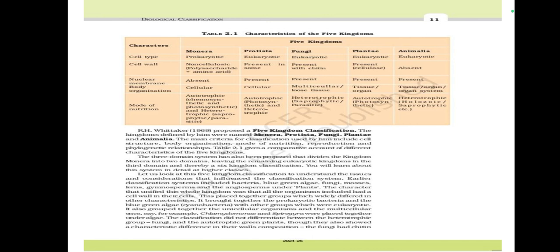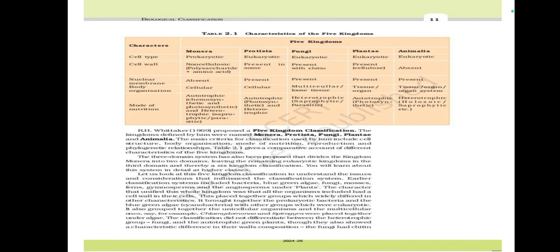Cell type: Monera, prokaryotes. Protista, eukaryotes. Fungi, eukaryotes. Plantae, eukaryotes. Animalia, eukaryotic. Cell wall: Monera, non-cellulosic polysaccharides plus amino acid. Protista, present in some. Fungi, present with chitin. Plantae, present, cellulose. Animalia, absent.